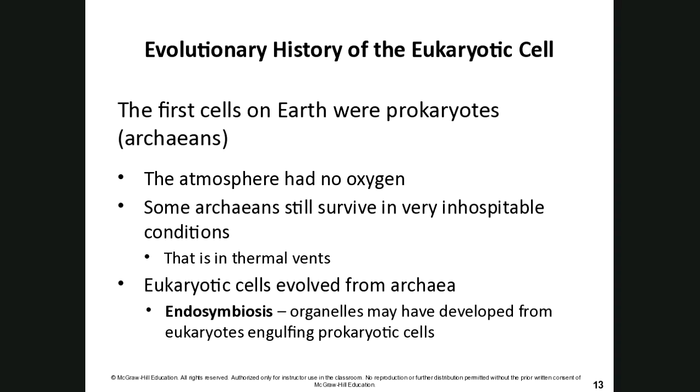Eukaryotic cells evolved from archaea through a process that we call the endosymbiotic theory, which basically means that organelles developed from eukaryotes eating or engulfing other prokaryotic cells. If we look at the size and shape of a mitochondria, it's about the same size and shape as a prokaryotic bacillus type cell. So we think that perhaps eukaryotic cells engulfed these cells and they formed this symbiotic relationship, where it's kind of like I scratch your back, you scratch my back, and then we all live happily together.